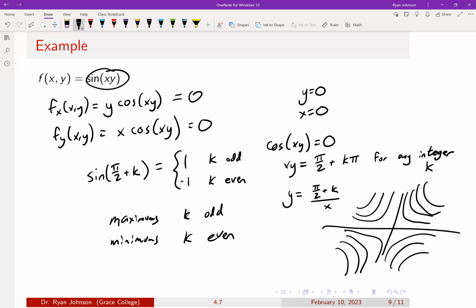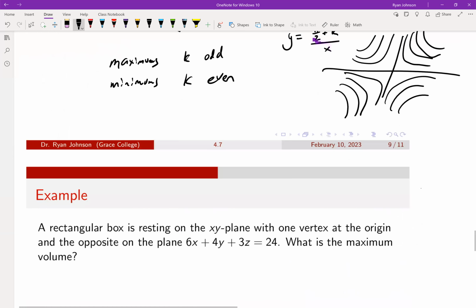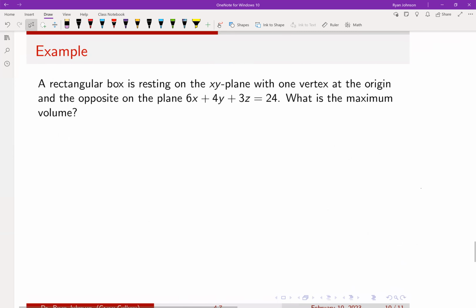Okay, so those are some harder ones. I don't know if you'll see that sort of thing in the homework, but I wanted to make sure I do 2 examples where the second derivative test really doesn't work. But in the last 2 examples I'm going to do now, the second derivative test will work. So a rectangular box is resting on the xy plane with one vertex at the origin, and the opposite vertex on the plane 6x plus 4y plus 3z equals 24. What is the maximum volume?